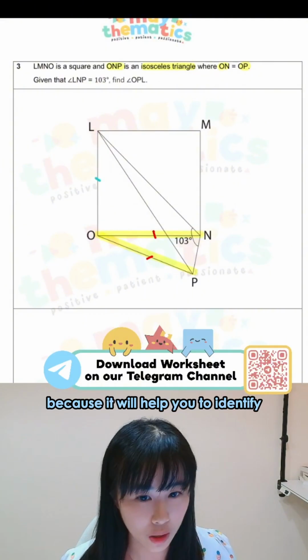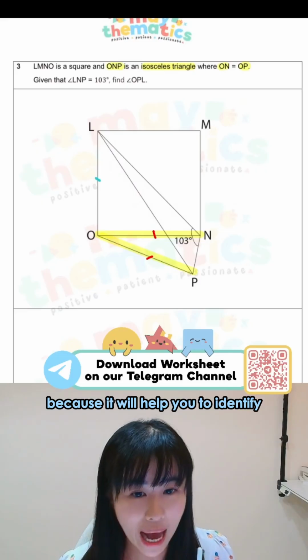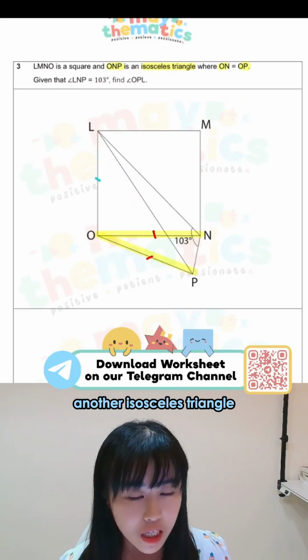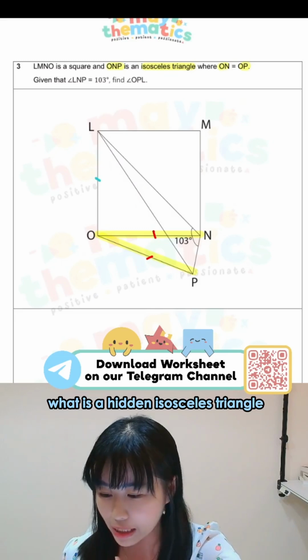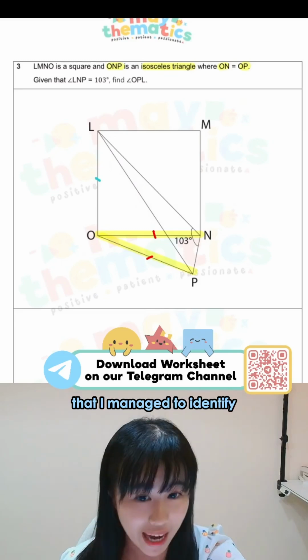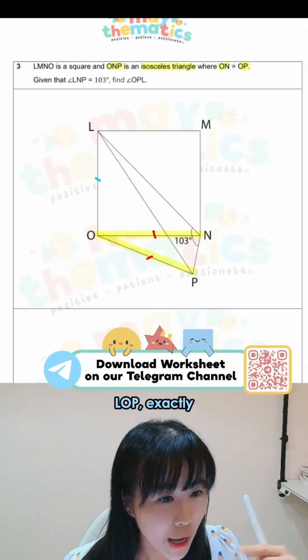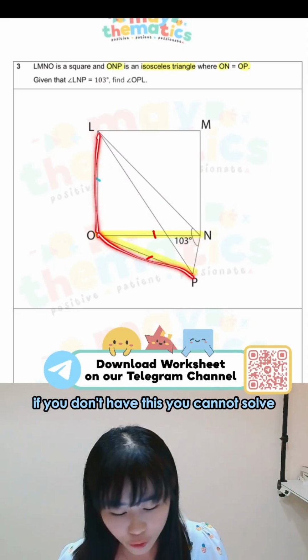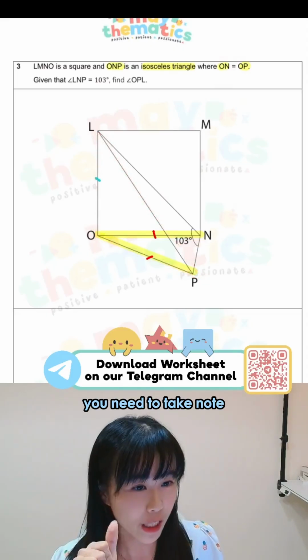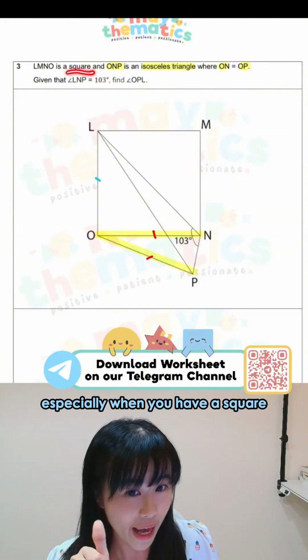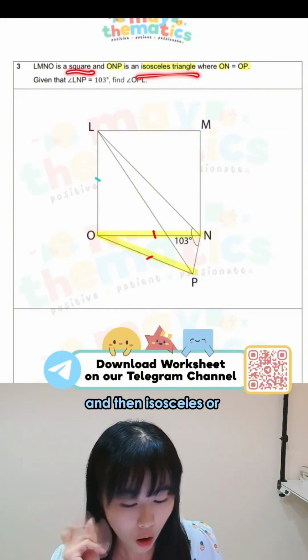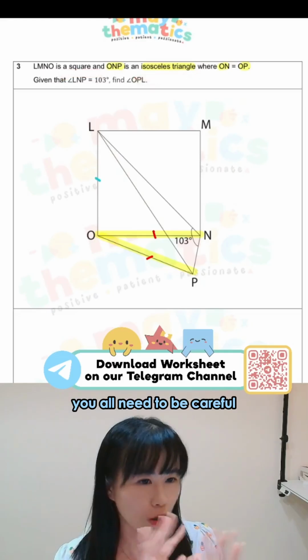Why is it very important? Because it will help you to identify another isosceles triangle. Who can tell me what is a hidden isosceles triangle that I managed to identify when I put that equal? LOP, exactly. If you don't have this, you cannot solve. You need to take note, especially when you have a square and then isosceles, or a square that got equilateral. You all need to be careful.